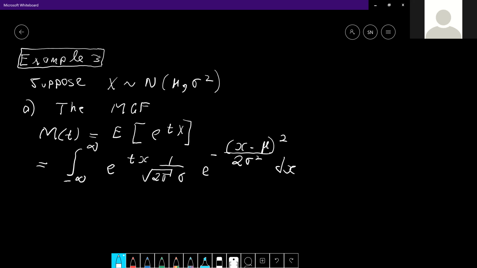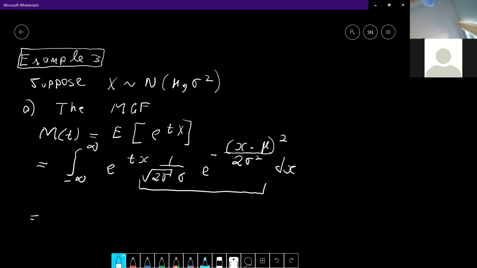Remember, what I have written here is the PDF of the normal distribution. I'm sure all of you know this. Now, computing this integral is something of a task, so let me try to do it slowly. If you have questions, try to use the chat box, okay?